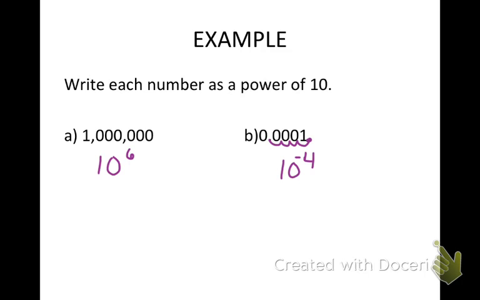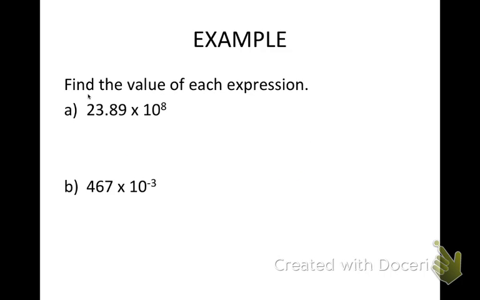Right? Okay. How many decimal places do I need to get to the 1? 1, 2, 3, 4, 5, 6. That's why it's to the 6th power, right? Or just however many zeros there are. Okay, so we got our powers of 10. So now let's use our power of 10 to do some multiplication.